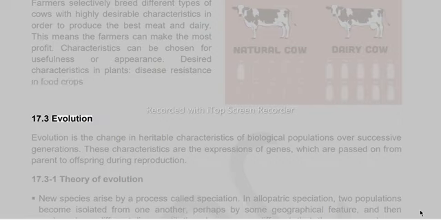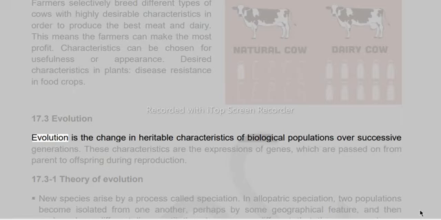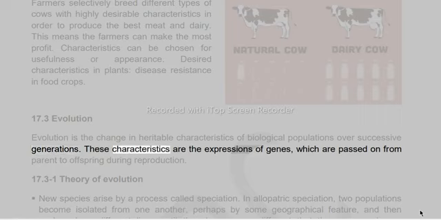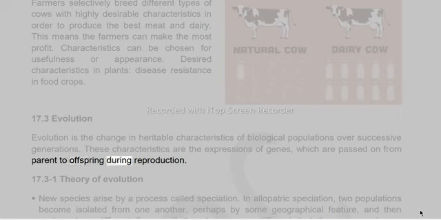17.3 Evolution. Evolution is the change in heritable characteristics of biological populations over successive generations. These characteristics are the expressions of genes, which are passed on from parent to offspring during reproduction. 17.3-1 Theory of evolution.